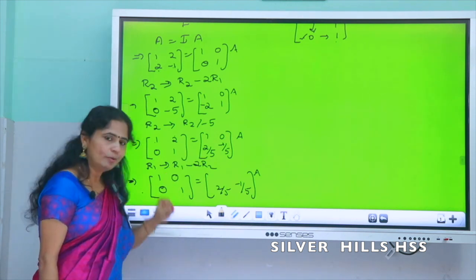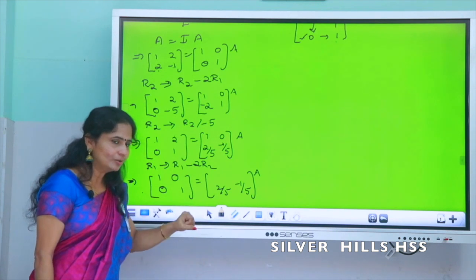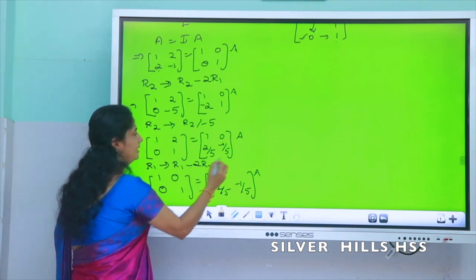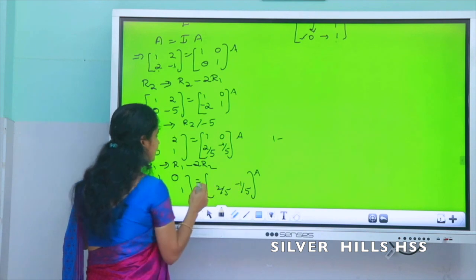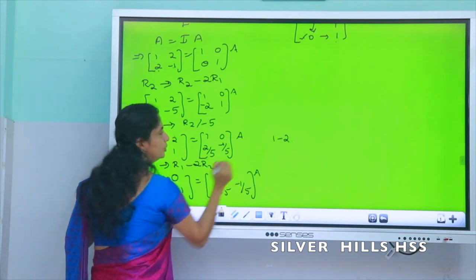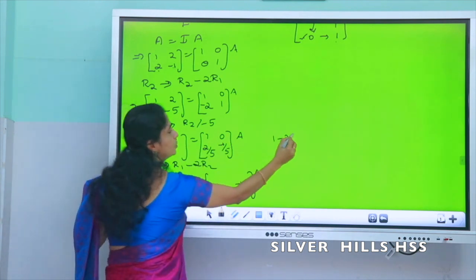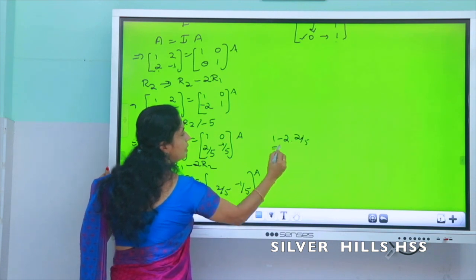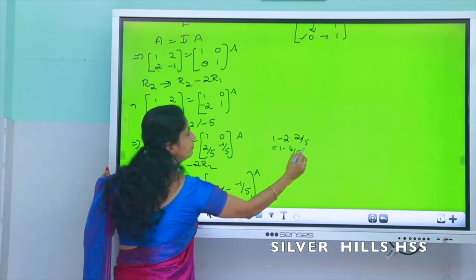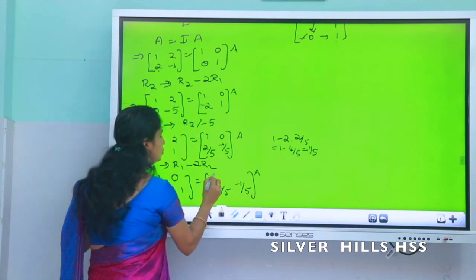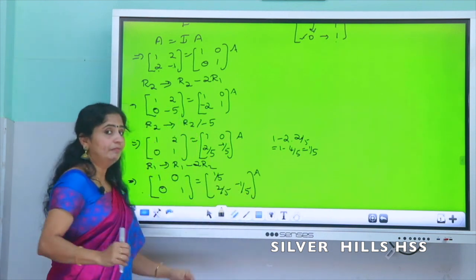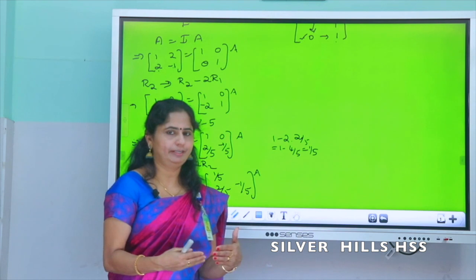We will do the same operation on the right hand side also. So, R1 minus, that is 1 minus 2 into corresponding R2 is 2 by 5. So, what do you get? 1 minus 4 by 5, that is 1 by 5. So, you write 1 by 5. You should be very careful when you simplify.